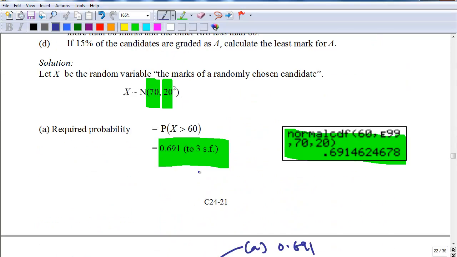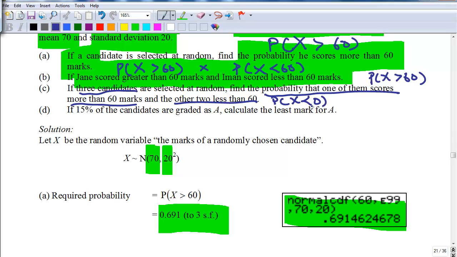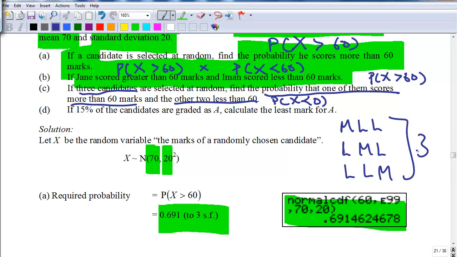Let's take a look at C. Now C says that you now have 3 candidates. You want to find the probability that one of them scores more than 60 and the other 2 less than 60. It can be more than 60, less than 60, less than 60, or it could be less than 60, more than 60, less than 60, or it could be less, less, more. So actually there are 3 possibilities here.